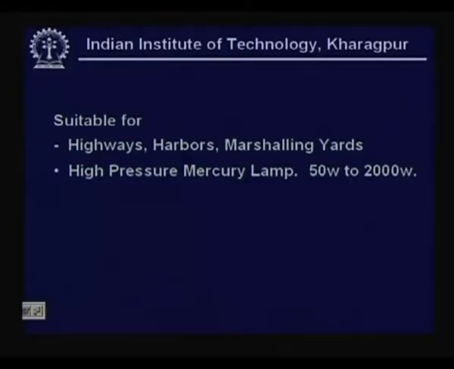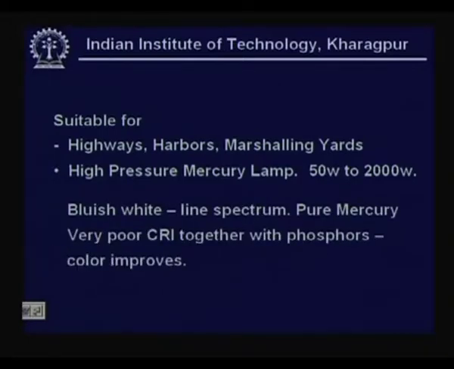These sodium vapor lamps are suitable for highways, harbors, marshalling yards. In fact, high pressure mercury lamps are also suitable in such areas, and they are available from 50 watts to 2 kilowatts. They have a bluish white line spectrum, and color rendering is bad, and that is where some phosphors are employed to improve the color rendering.